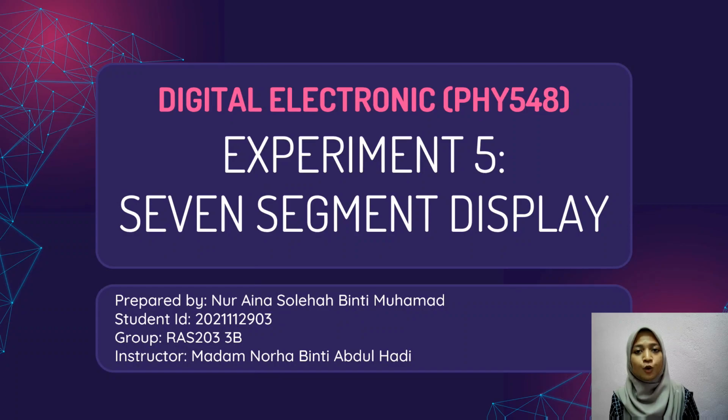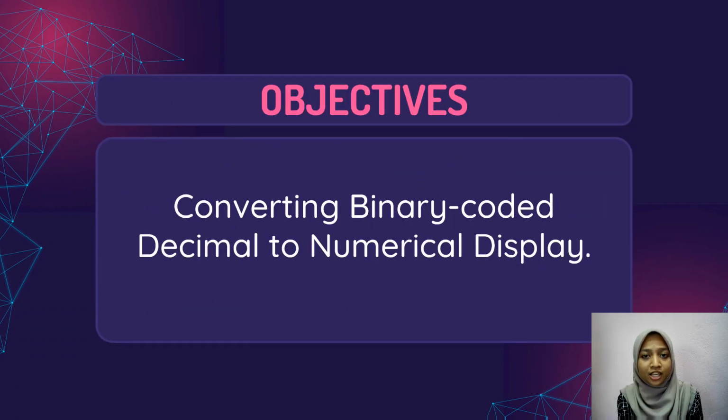I will explain experiment 5 of digital electronic physics, which is 7-segment display. The objective of this experiment is to convert binary coded decimal to numerical display.